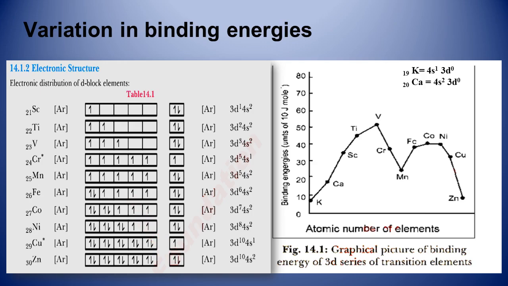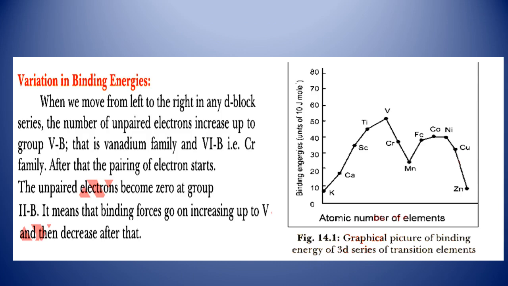So now students, we can conclude that when we move from left to right in the d block series, the number of unpaired electrons increases up to group 5, that is vanadium family, and group 6b, which is chromium family. After that, the pairing of electrons starts. The number of unpaired electrons becomes 0 at group 2b. It means that the binding forces go on increasing up to group 5 and then decrease afterwards.